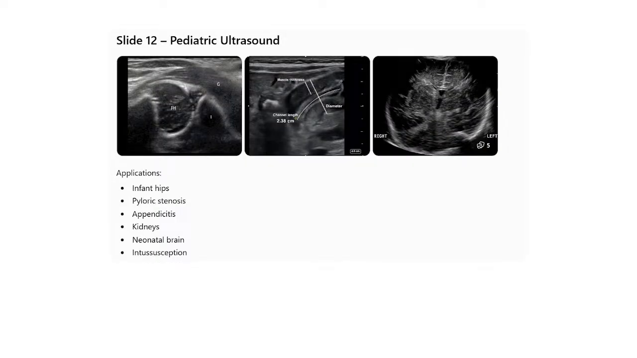So now, the pediatric ultrasound. Do you know the pediatric applications of ultrasound? Applications: infant hips, pyloric stenosis, appendicitis, the kidneys, the neonatal brain, intussusception, to name but a few.